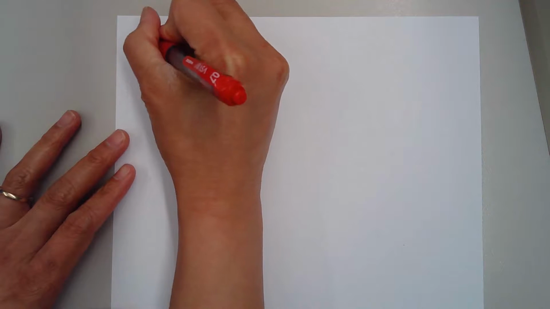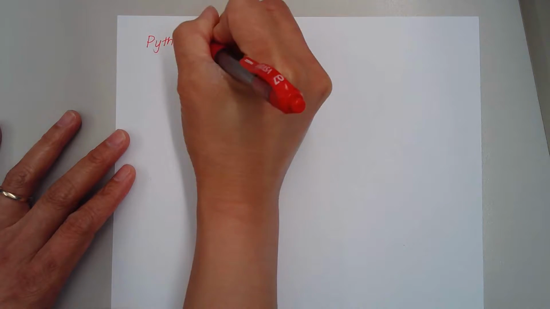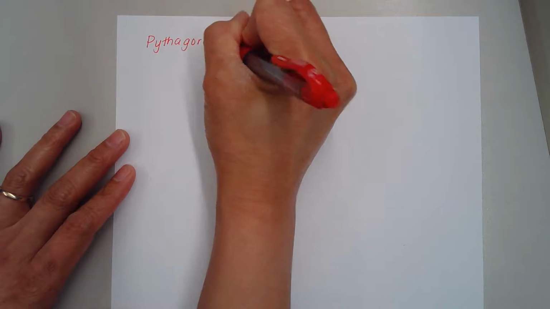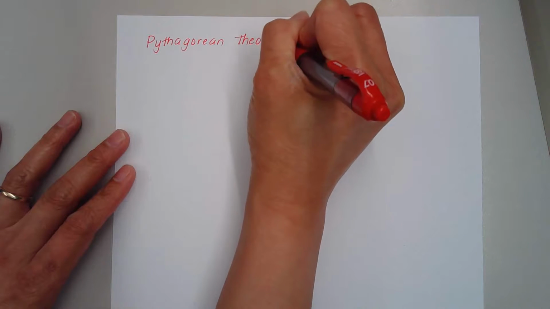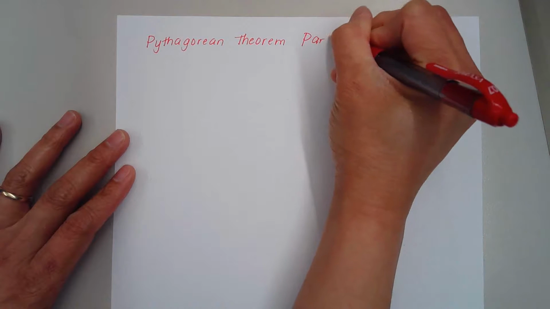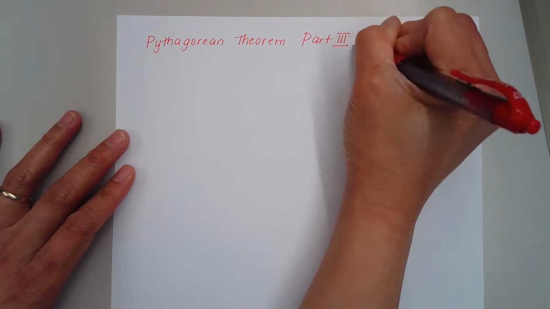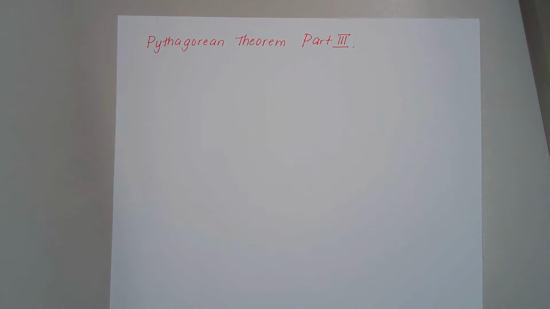Okay, so this is going to be our part 3 of our Pythagorean theorem. So we started talking about Pythagorean theorem. This is the trigonometry part, and so let's start writing the title. Pythagorean theorem part 3. Okay, this is our 3rd lesson on that.